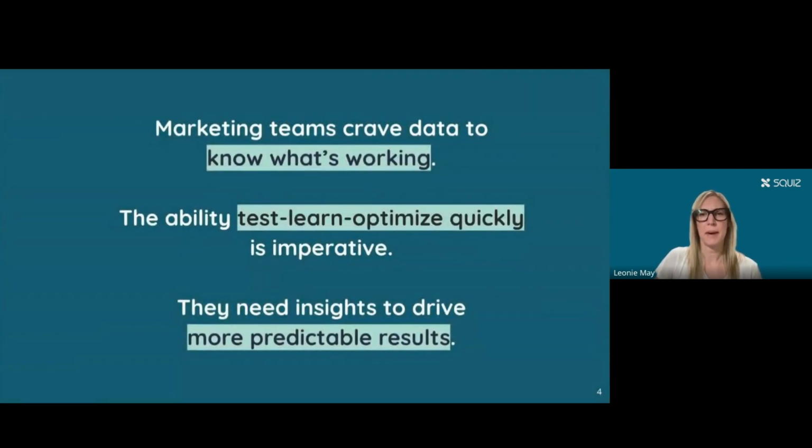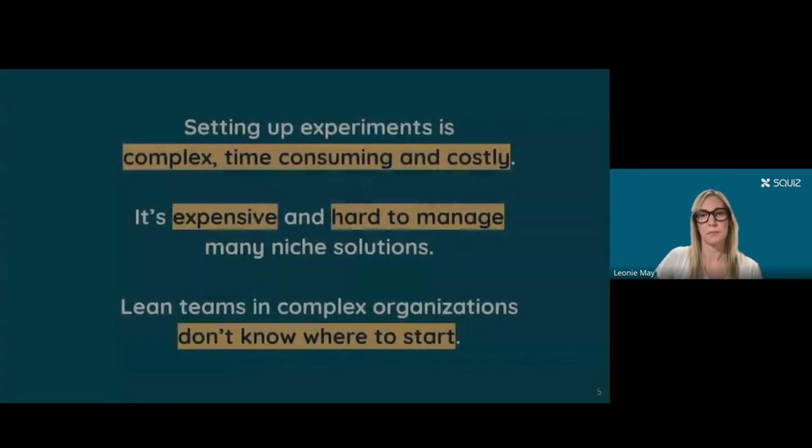So what we've heard from the market is that optimizing a marketing campaign is slow and hard to achieve. Now, marketing teams crave data to know what's working or not. They want to be able to make confident decisions. And the ability to test, learn, optimize quickly and iteratively is imperative to success. They need insights that drive more predictable results.